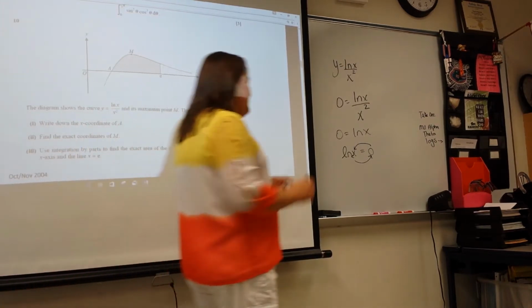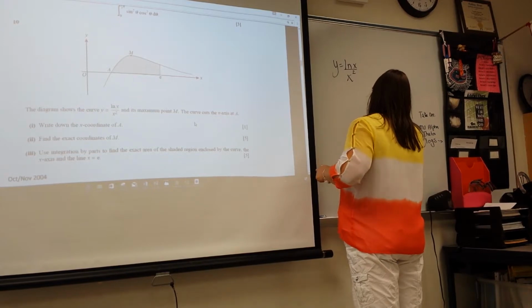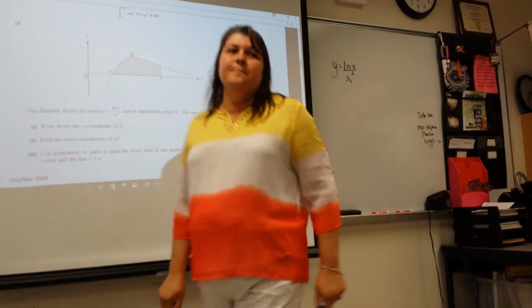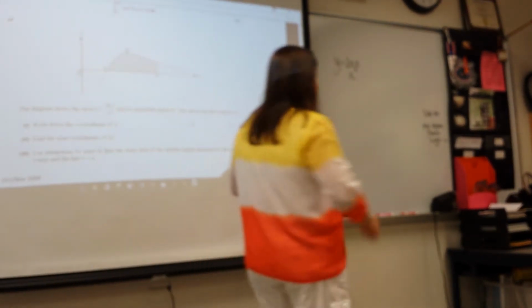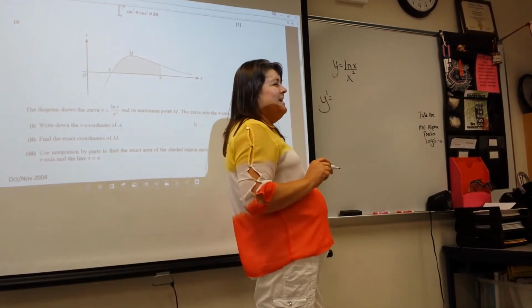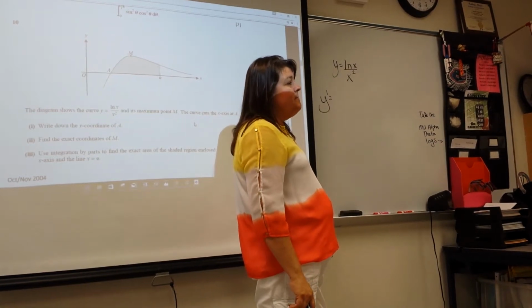Okay, next part says, write down the exact coordinates of m. So it wants me to be able to take the derivative of this thing. Let's talk out loud for a few minutes. It's written as a fraction, so I have to use the quotient rule. That's right. So for me to find y prime, low d high minus high d low over low low. Can I read x to the negative 2? Yeah.